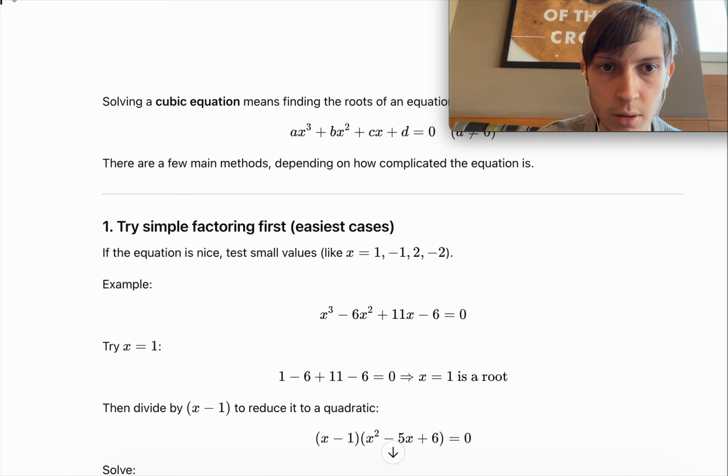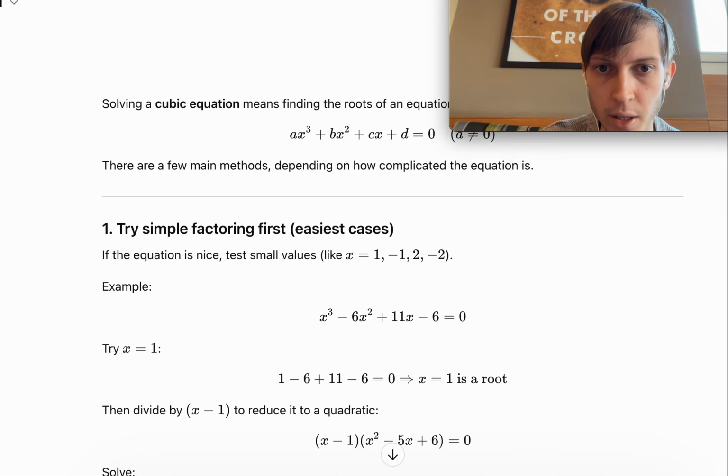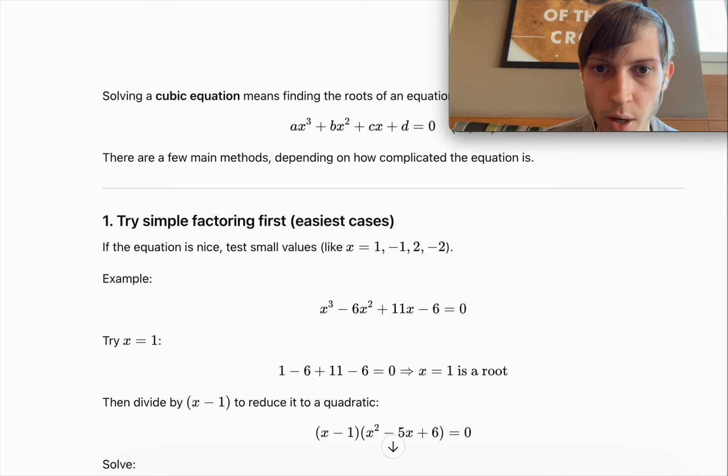Solving a cubic equation means finding the roots of an equation ax cubed plus bx squared plus cx plus d equals 0. So there are 4 possible coefficients. The highest degree term is the third degree of the variable. And there are a few main methods depending on how complicated the equation is.